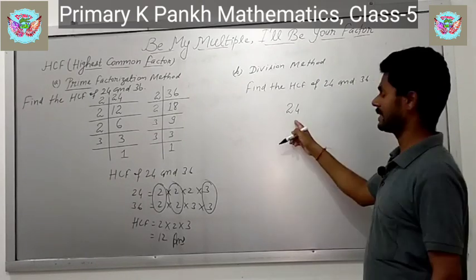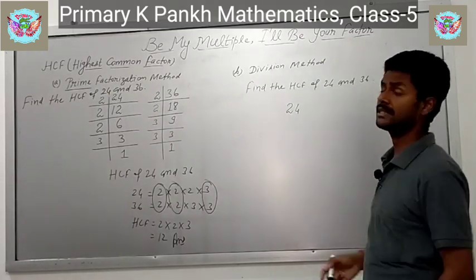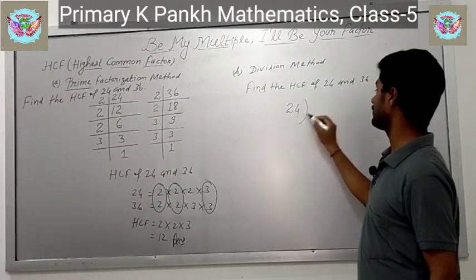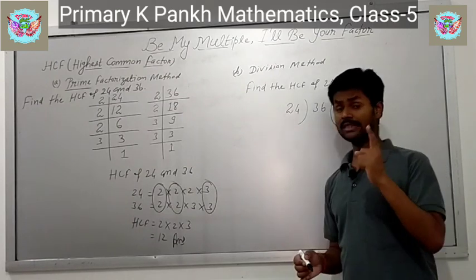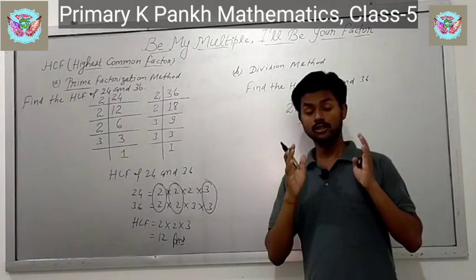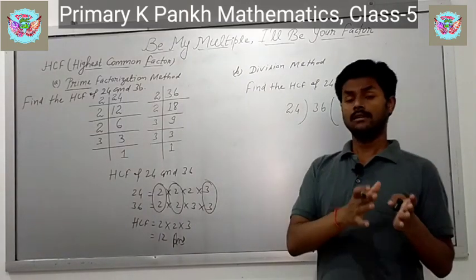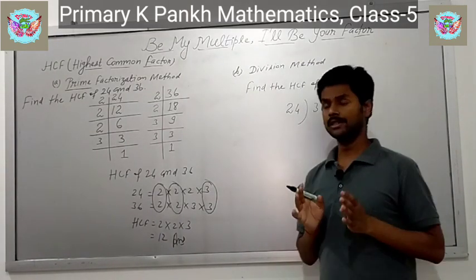So here 24 is a smaller number and 36 is a larger number. So we have to divide 36 by 24. Remember one thing always, that you should divide the larger number by the smaller number.